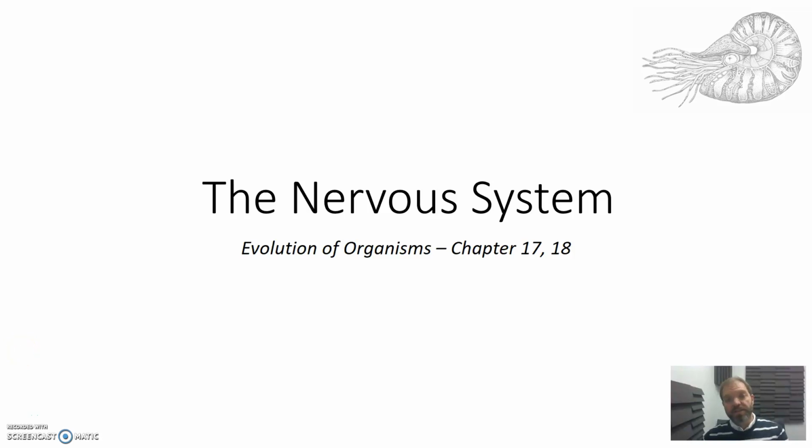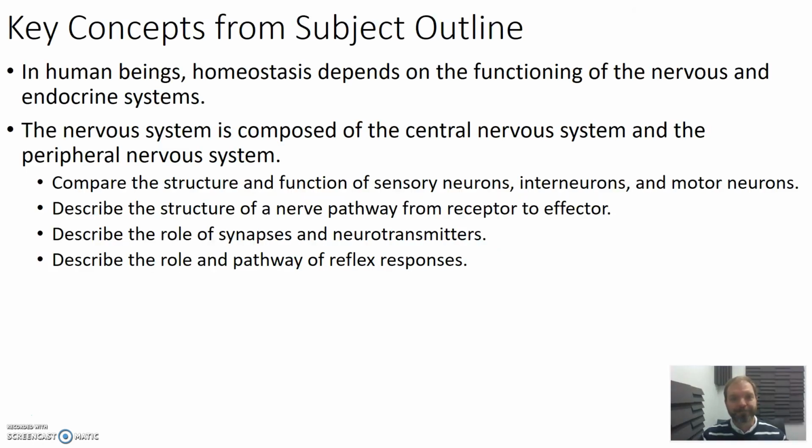This video is on the nervous system and covers aspects of evolution of organisms, in particular how they coordinate and control action through the nervous system. It's mostly covered in chapter 17, but with a little bit of chapter 18.